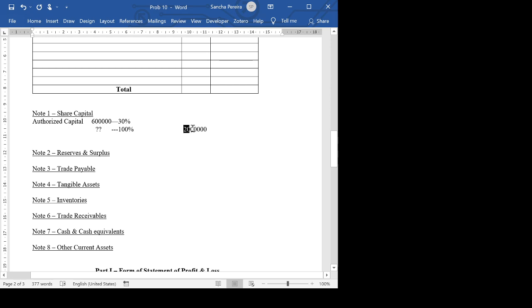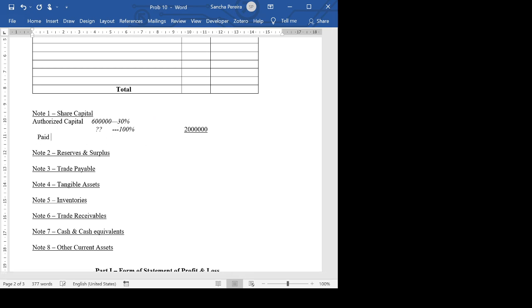Okay, so I'm going to close this because we don't consider authorized capital to be part of the total. Is this clear? How did I get 20 lakhs? This small calculation that I've done here. Just put this in italics. This is just like a working note here. This is the figure that we are interested in.